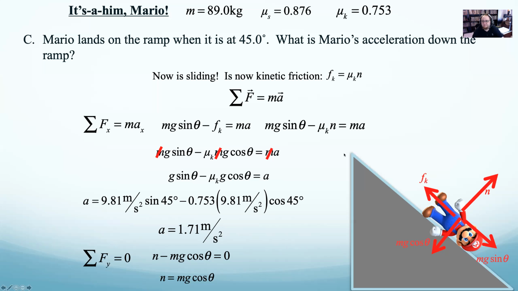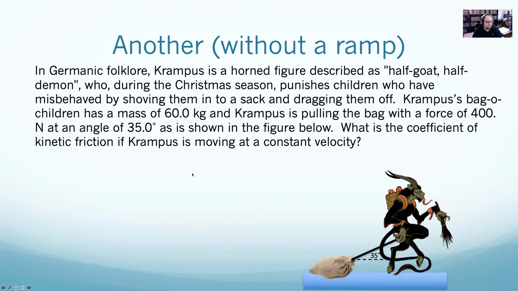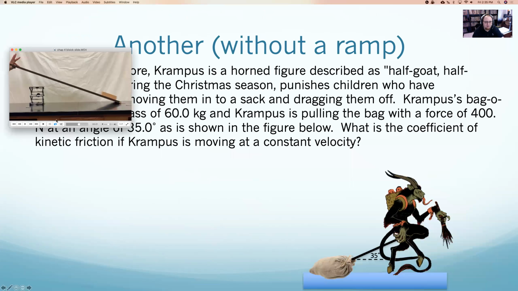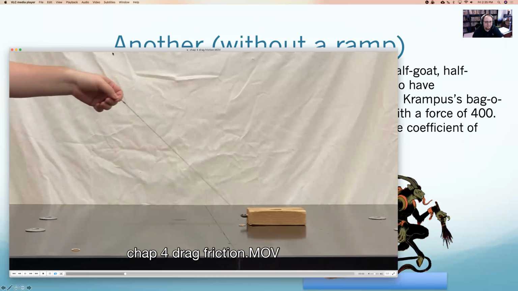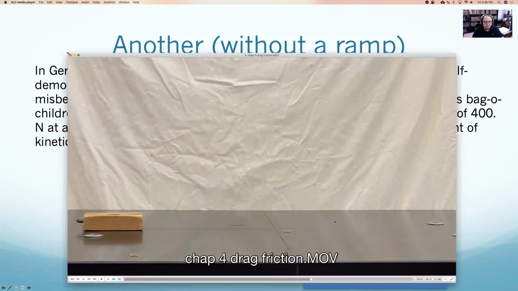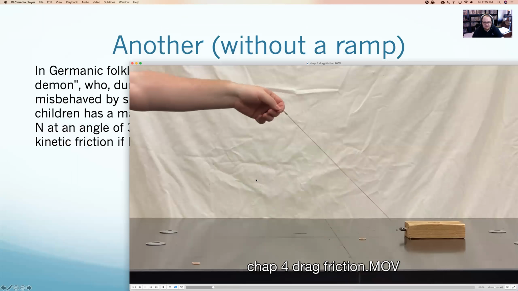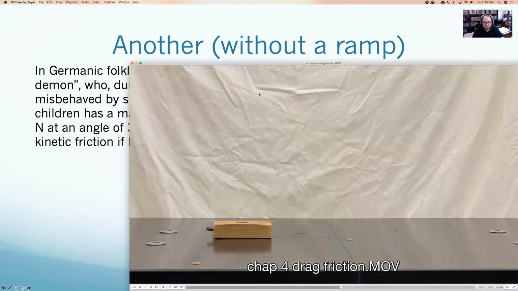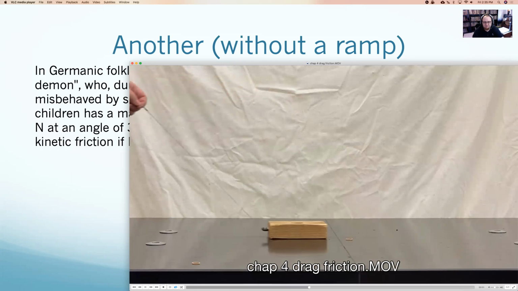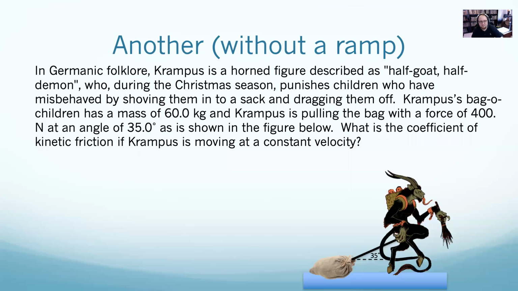Let's do one more without a ramp. And this problem is this. I'm going to take something and pull it at an angle. But while pulling at an angle, have it move flat across the table. Except because I want to keep it interesting, and this is an old exam problem, it's about Krampus.